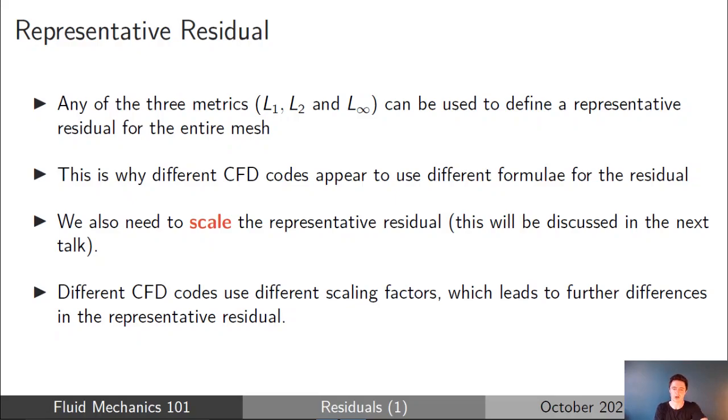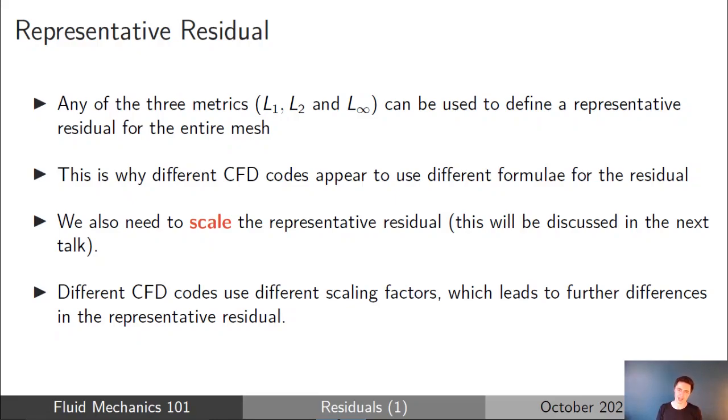But at this stage, I also want to mention that what we've got so far is not fully sufficient for assessing the convergence of real CFD cases. What we need to do is take the representative residual that we've just calculated and scale that residual appropriately. The physical reason for scaling and how we go about doing that, I'm going to cover in part 2, which is the next one. But for now, it's worth noting what we've done and where we've reached. We've reached a very nice point.